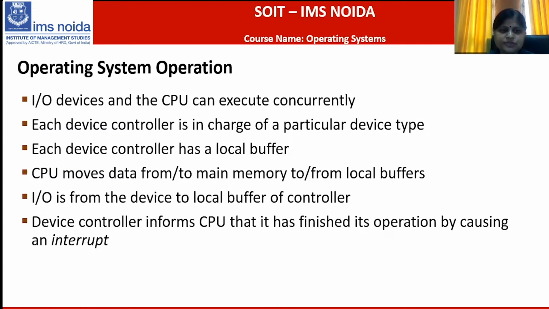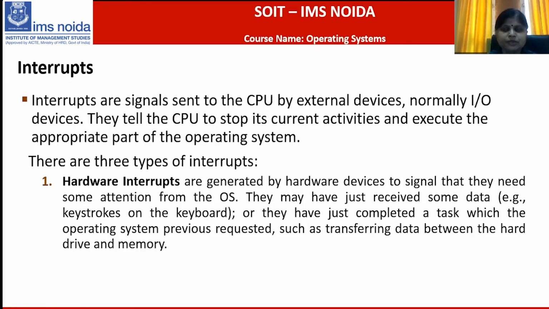The next is that the CPU moves data from and to main memory to and from local buffers. Input-output is from the device to the local buffer of the controller. And the device controller informs the CPU that it has finished its operation by causing an interrupt. So what is an interrupt? Interrupts are generally signals sent to the CPU by an external device, normally by an input-output device. They tell the CPU to stop its concurrent activities and execute the appropriate part of the operating system.